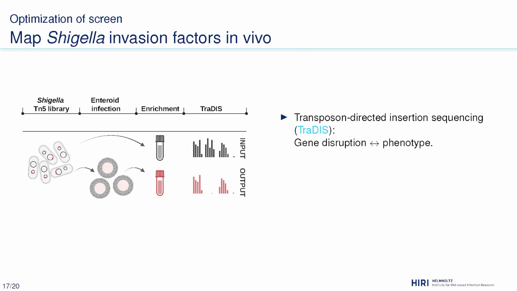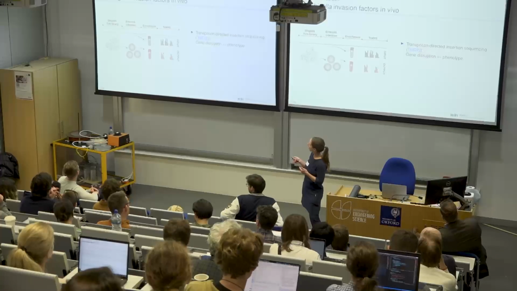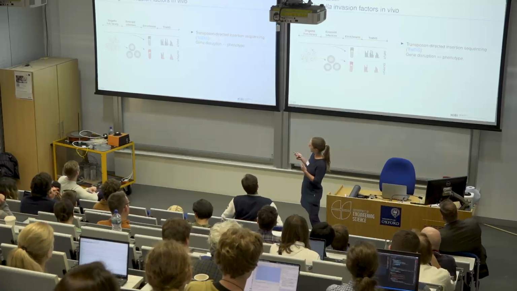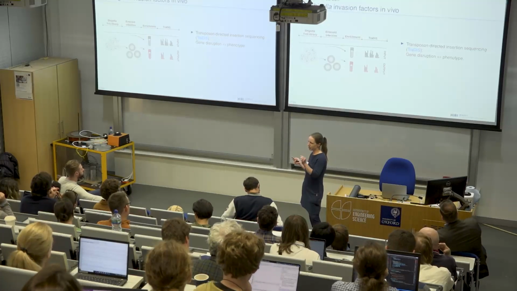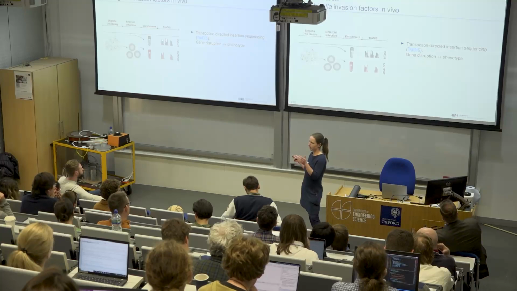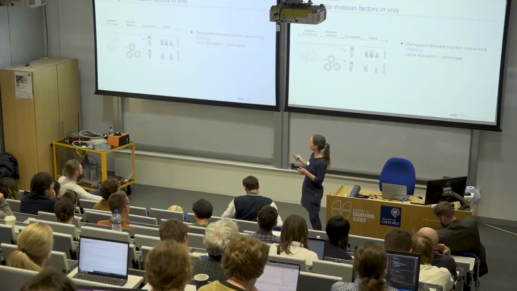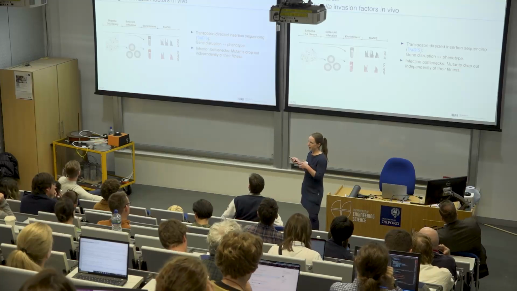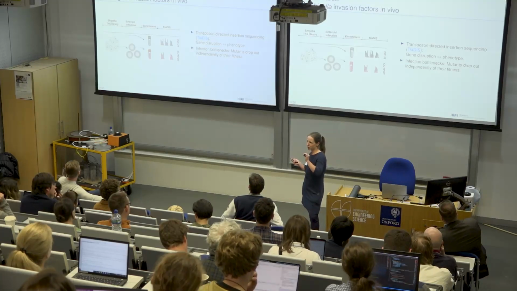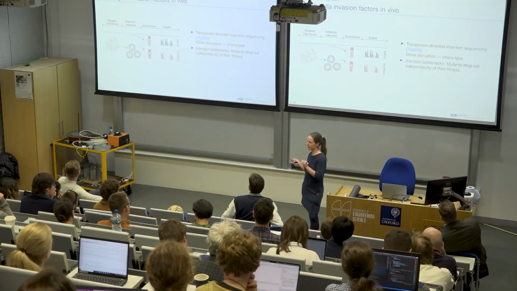And first, we optimized the experiment. The technique that we used is transposon insertion sequencing. So you interrupt genes, and then you can connect genotype to phenotype this way. But the problem is that in these organoid infections, you have an infection bottleneck. So only a small fraction of the bacteria will actually infect.